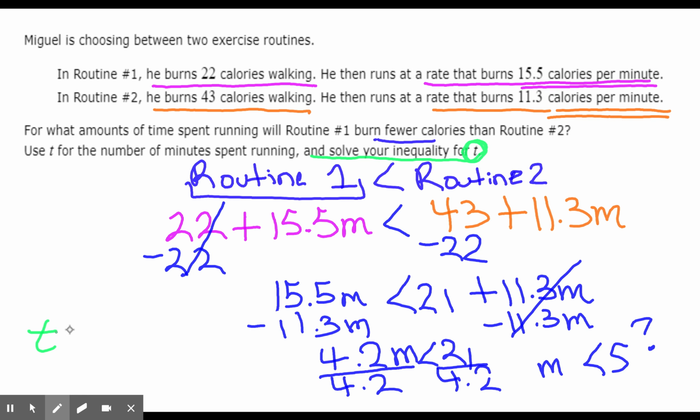Now, mathematically, I'm 100% correct. But we also do have to learn how to do assessments in a computerized world. And that means doing what the computer tells you to do. So the correct answer here is going to be t is less than 5. I have to use the variable t instead of m because that's what it told me to do. But the math is 100% understanding. All right, I hope you guys are ready to try some.